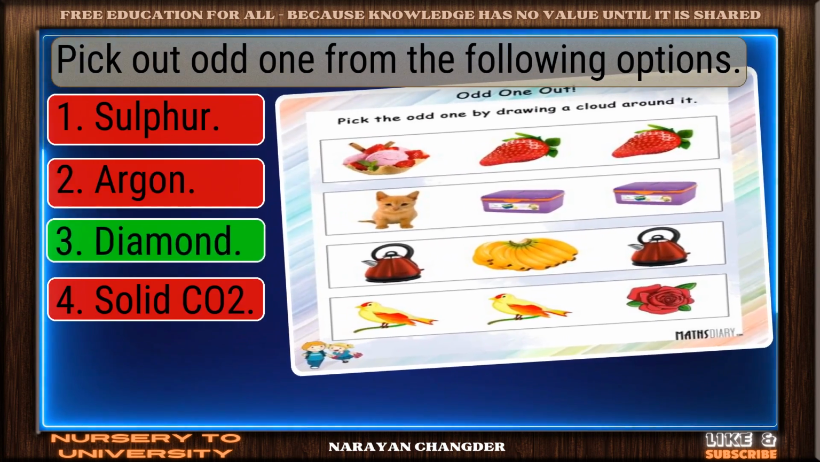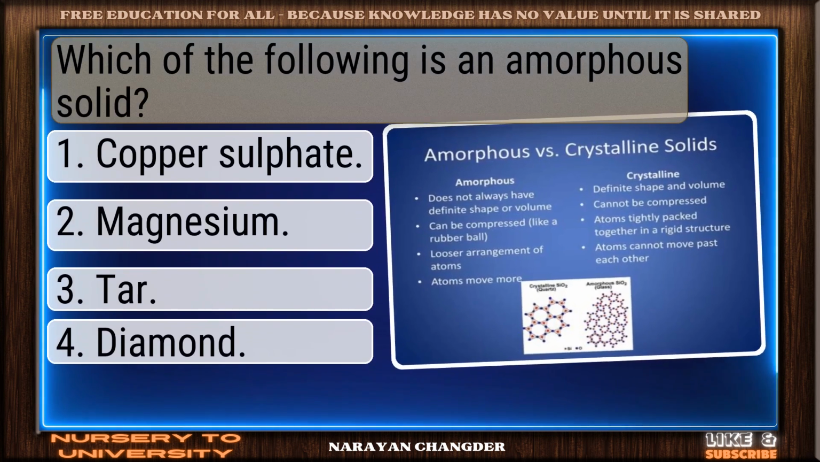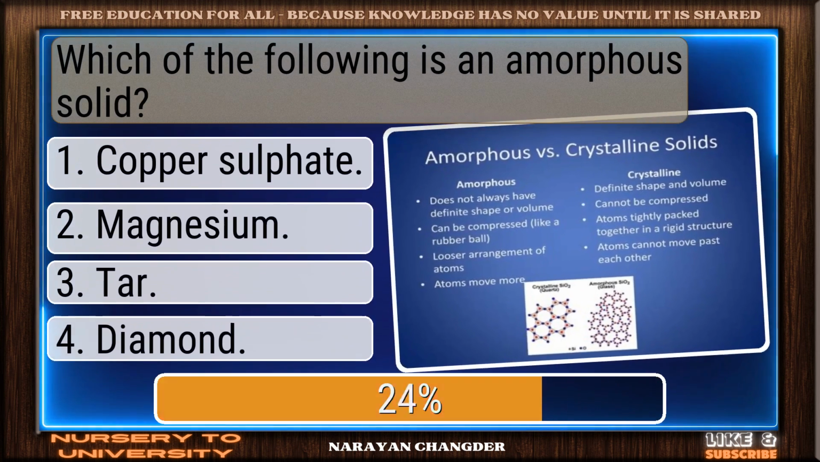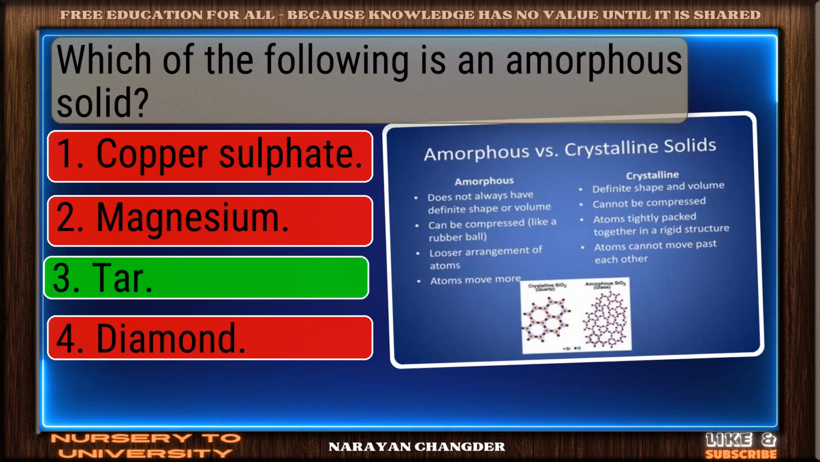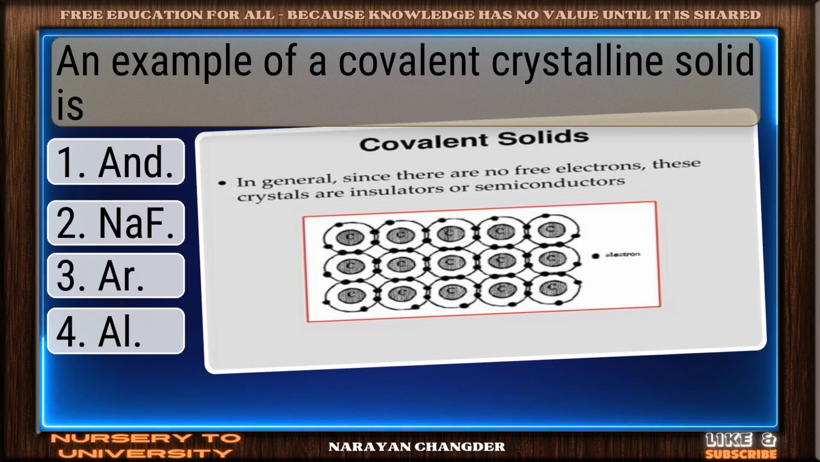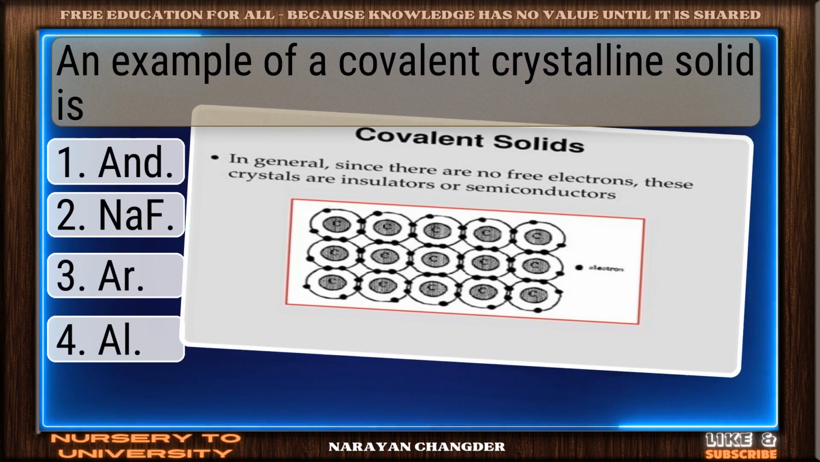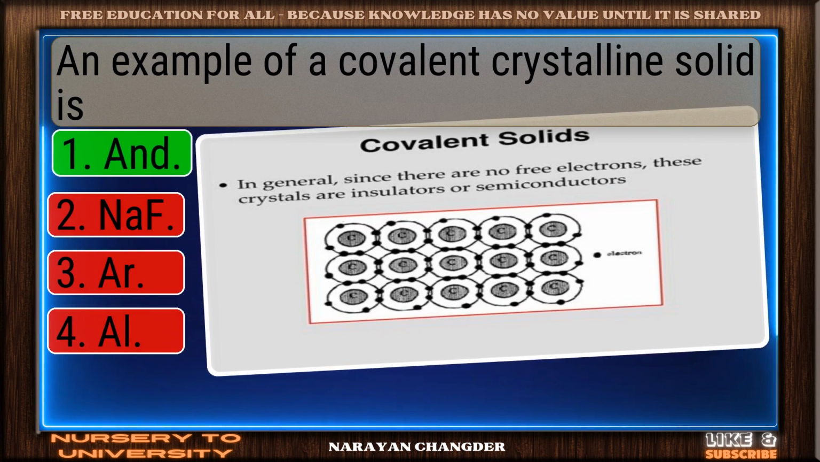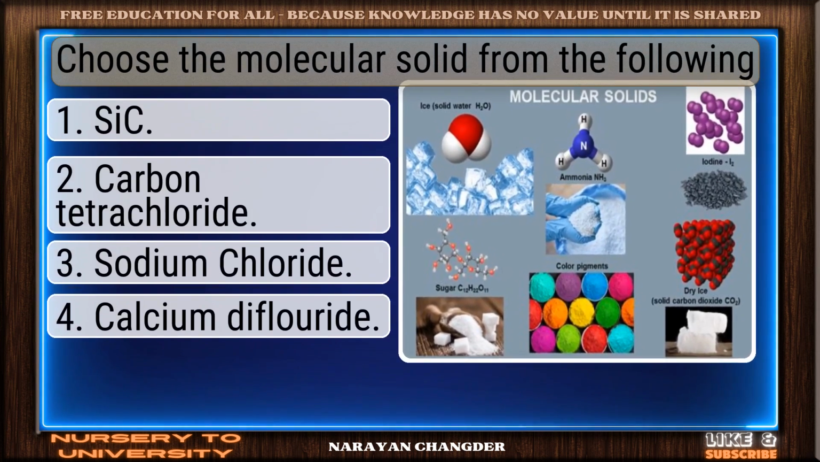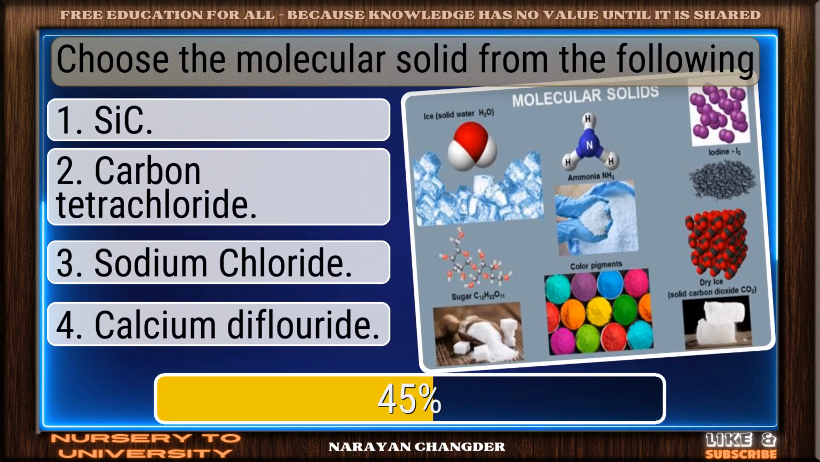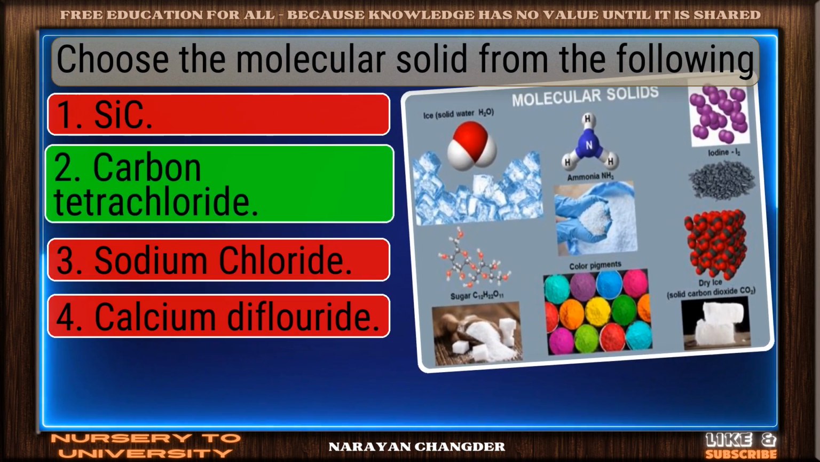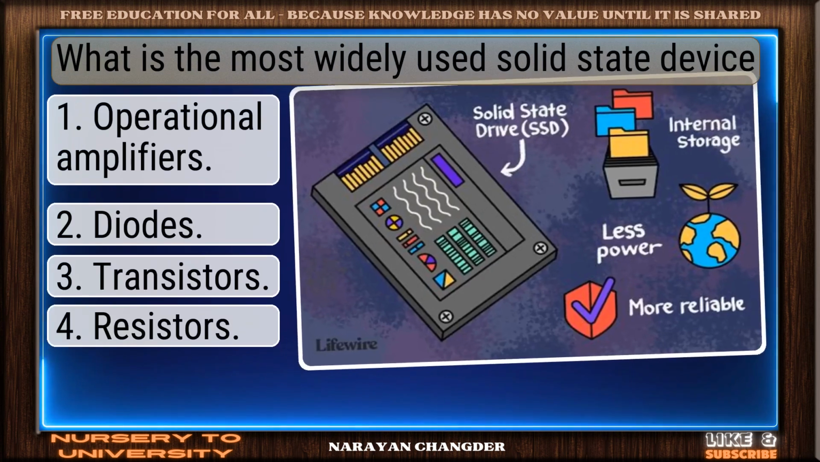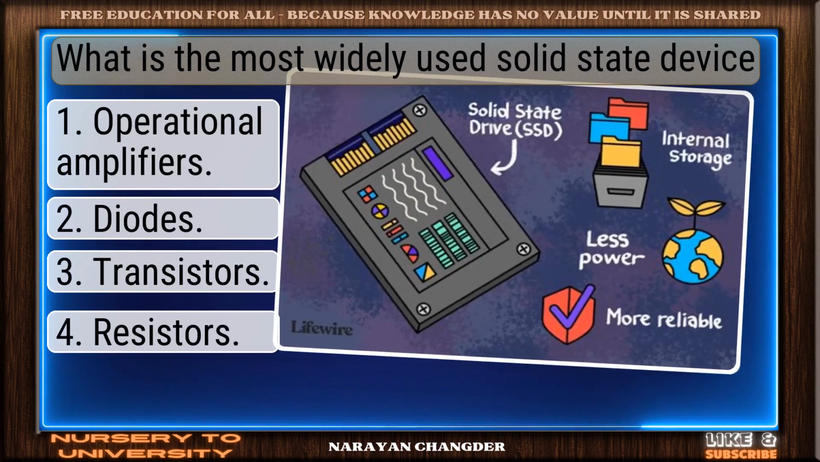Right choice, diamond. Which of the following is an amorphous solid? Strong answer, tar. An example of a covalent crystalline solid is. On track. Choose the molecular solid from the following. Carbon tetrachloride is correct. What is the most widely used solid-state device?